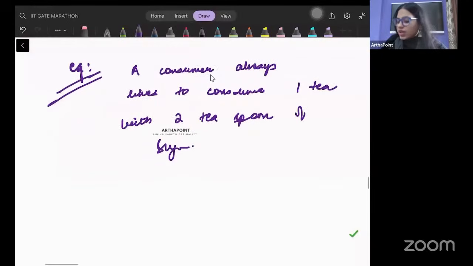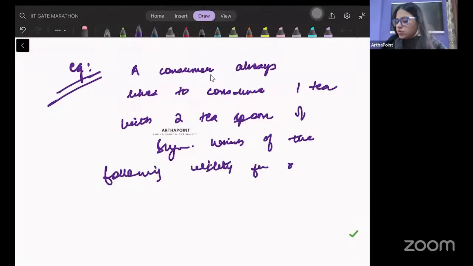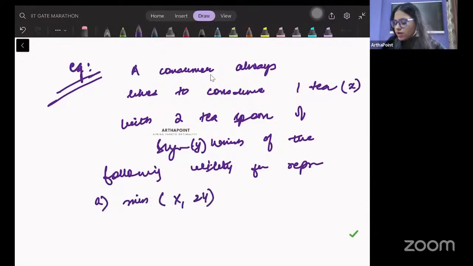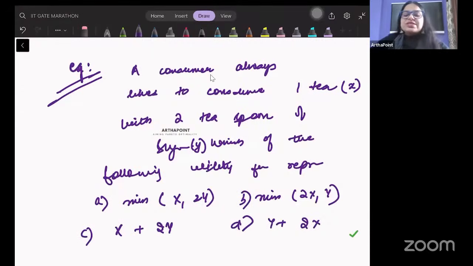Something like this is given, and then they ask which of the following utility functions represents this. And they have written tea as X and teaspoon of sugar as Y. And then they give you min of X comma 2Y, min of 2X comma Y, X plus 2Y, Y plus 2X. A very often asked question in exams. So what will we do?